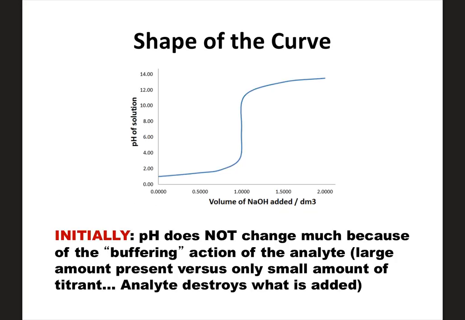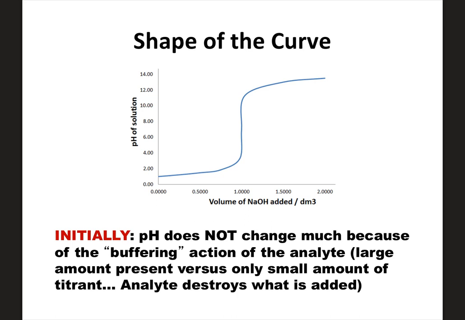Let's talk about the shape of this titration curve really quickly. So we already said that initially the pH is not going to change much. There's some changing, but notice there's no real jump. And basically, this is because of what we call a buffering action taking place. If you imagine this, you have your analyte in your flask and you're adding some of the titrant. Well, initially, at least for a little bit, you have a large amount of that analyte in the flask, and you've only added a little bit of the titrant. So the analyte is just annihilating and destroying any of the titrant that is added.